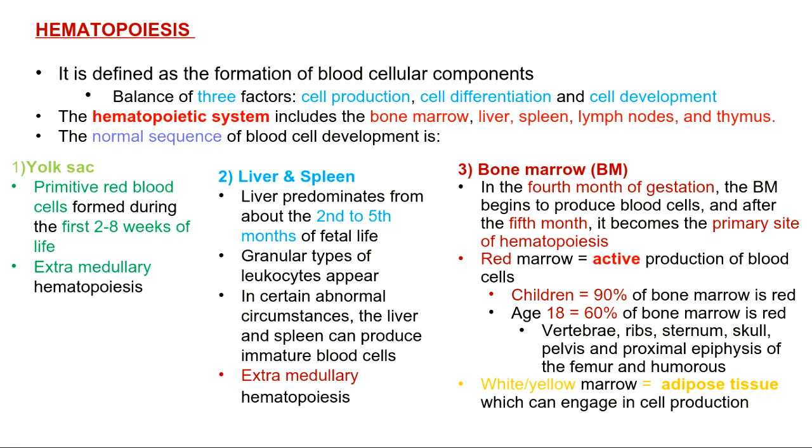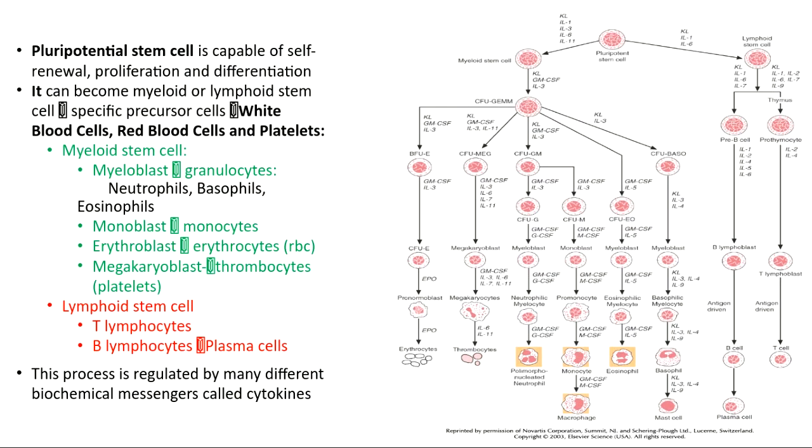As we age, the bone marrow will turn from being active, red, cell-producing bone marrow to becoming lipid, becoming adipose tissue, becoming inactive and unable to make blood cells. So we need healthy bone marrow to make those blood cells.